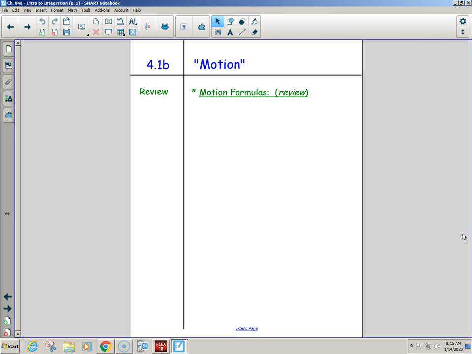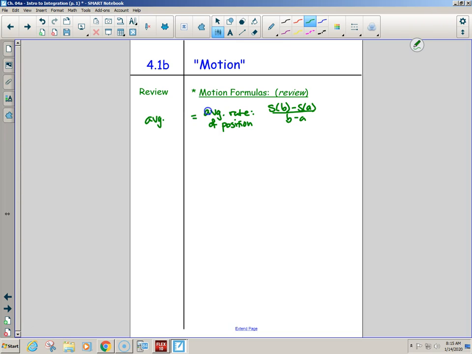So what are some things you guys wrote down? Doesn't have to be in the forever card order, but it could be. What's something underneath motion that you already know? Average rate of change. Yeah, good. So average rate, S of B minus S of A all over B minus A. Remember, rate is just how fast, but how fast of what? It could be average rate of position, which would technically be the snazzy way of saying this, or another way of saying it would be average velocity, right? Because velocity is the rate of change of position. So average velocity is S of B minus S of A all over B minus A.